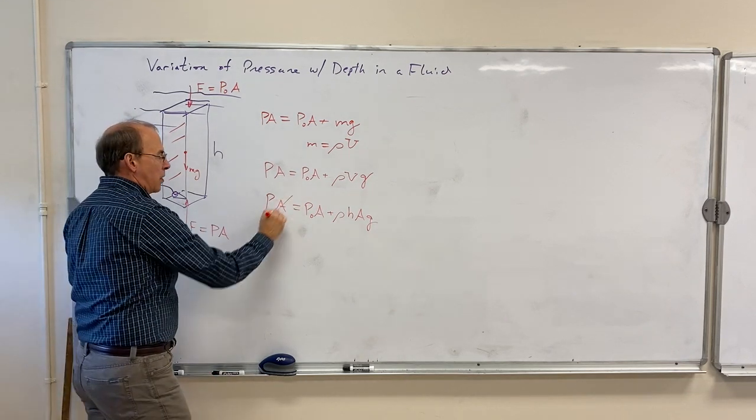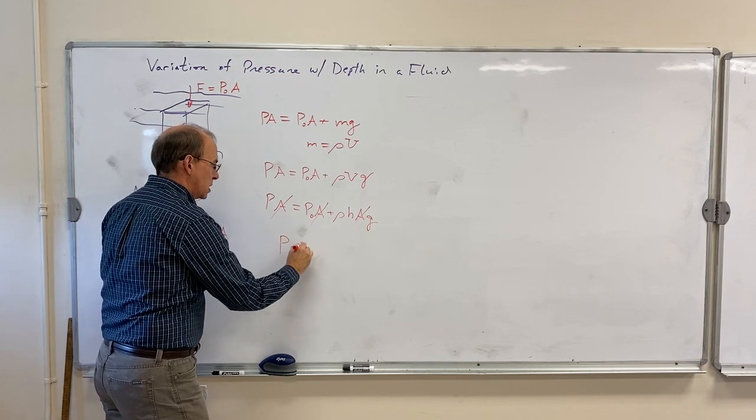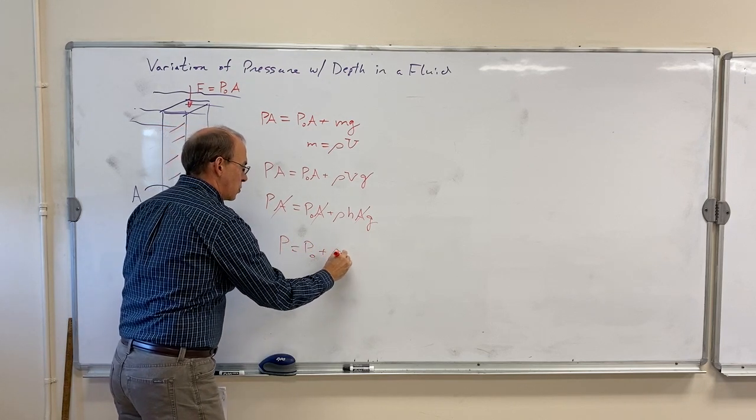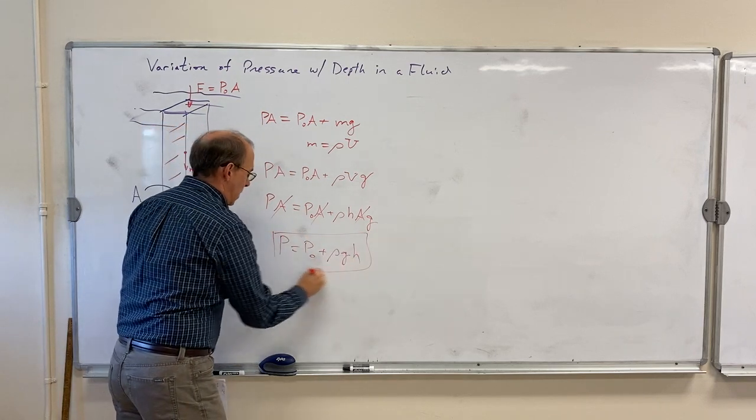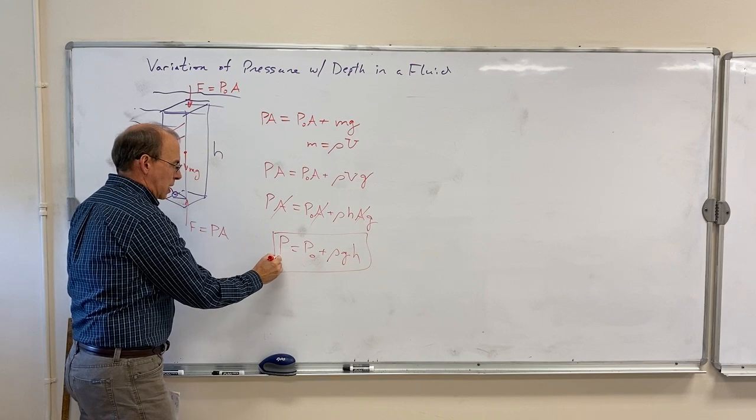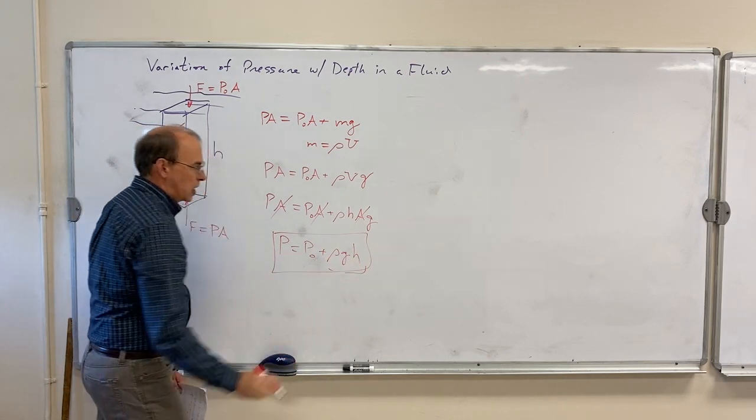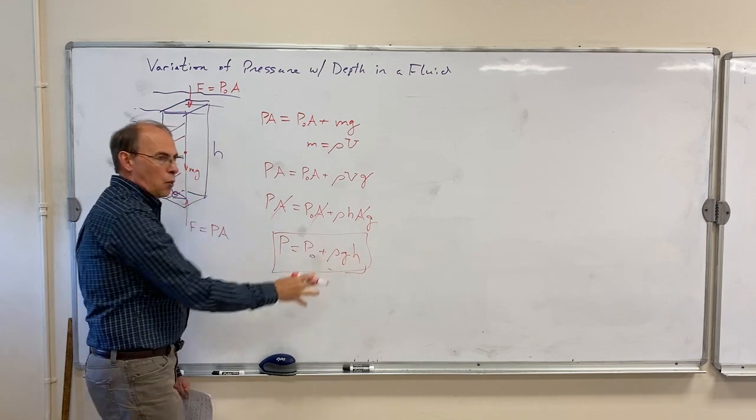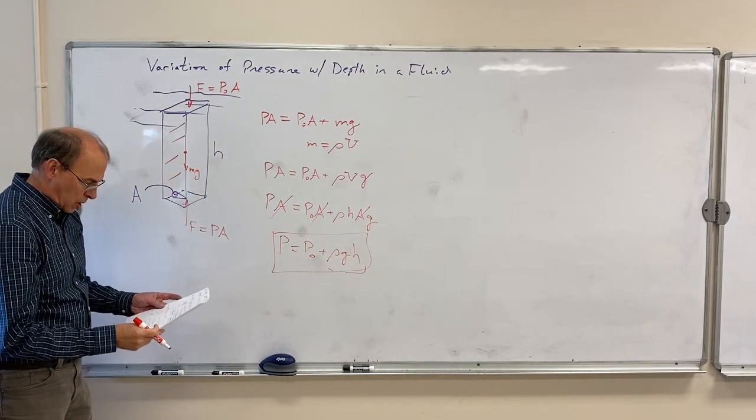And now I have an area in every term, and it cancels, and I've got P is P naught plus rho g h. And there's my equation for pressure at depth. This says the pressure at depth h is the pressure at the top plus this rho g h. That's the pressure due to the weight of the water above it, or whatever liquid it happens to be.